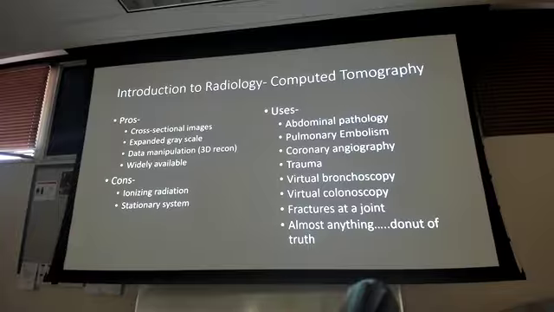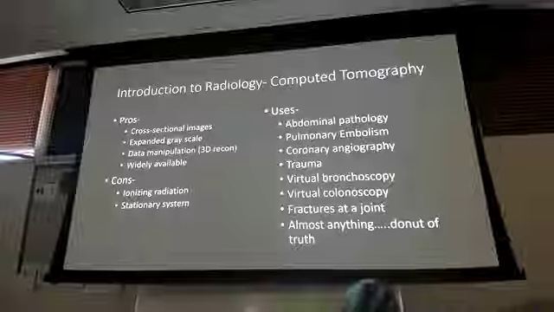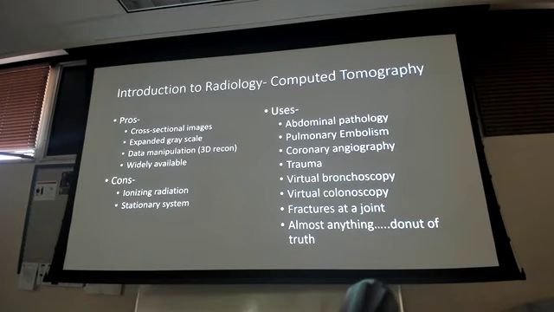Cons, ionizing radiation, just like X-ray. Cons, it's a stationary system, right? So unlike the X-ray, I can't bring this to patients. I don't have a way to do this bedside. They've got to go to the CT scanner. Yes, they are starting to come out with some portable CT scanners now. A, they're super expensive. B, they're not really as good as the main ones. And C, the government's not going to pay for them because we have ones that we can use. So that's coming out there.